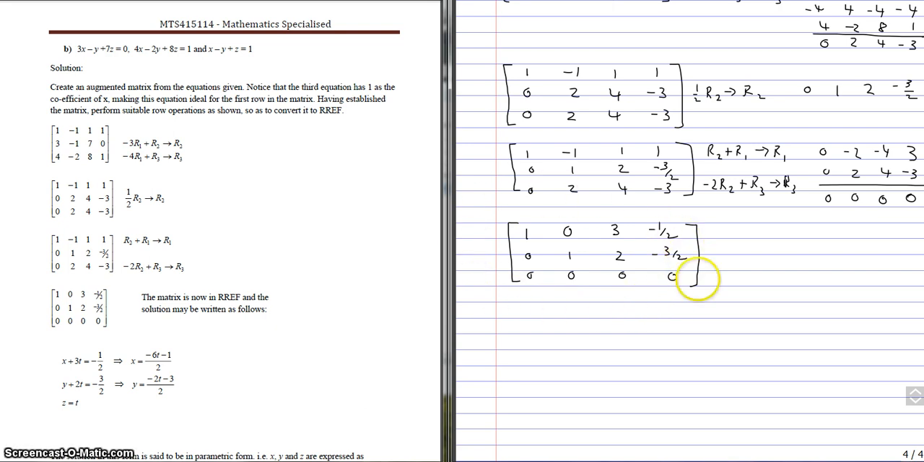Notice now this is actually in reduced row echelon form. Okay, and we can read off our solution. But let's write down what we have. 1x plus 0y plus 3z equals negative 1/2. I'll just write that down. We won't worry about the 0y, so it's just x plus 3z equals negative 1/2. 0x, we won't worry about that. y plus 2z equals negative 3 over 2.